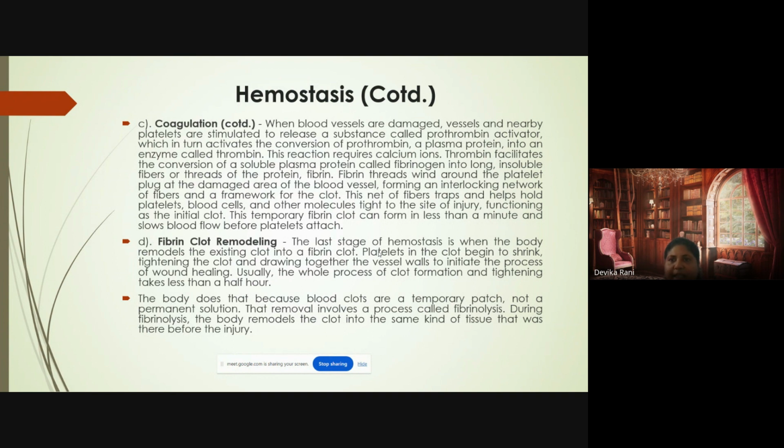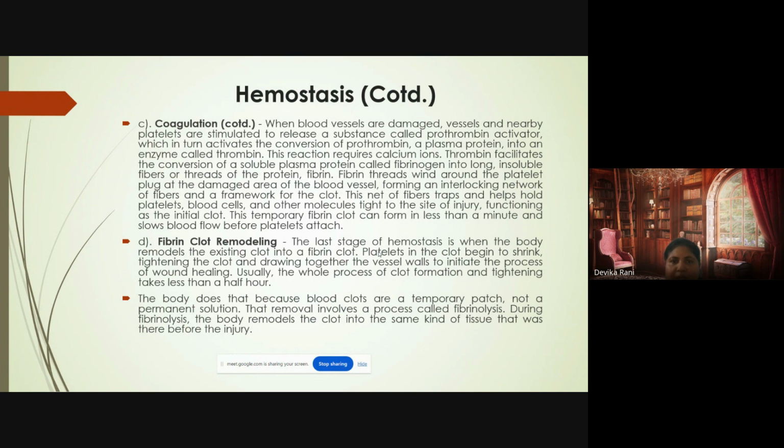Fibrin threads wind around the platelet plug at the damaged area of the blood vessel, forming an interlocking network of fibers and a framework for the clot. This net of fibers traps and helps hold platelets, blood cells, and other molecules tight to the site of injury, functioning as the initial clot. This temporary fibrin clot can form in less than a minute and slows blood flow before platelets attach.